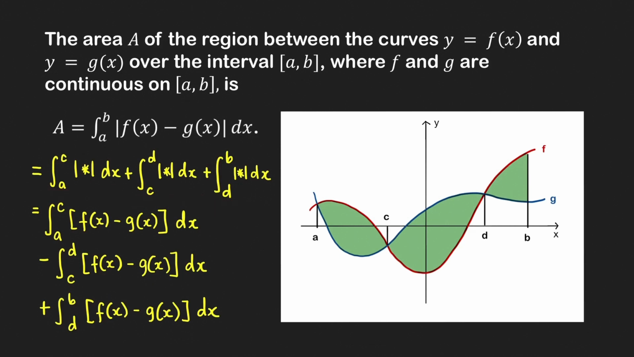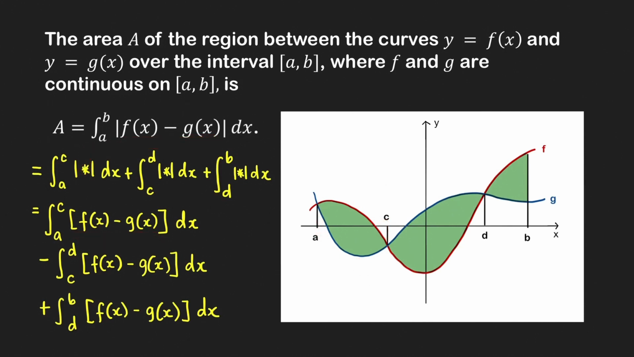Now, for each of these closed intervals here, we know that f of x minus g of x is either greater than or equal to 0 or less than or equal to 0. So therefore, we can already remove the absolute value in these integrands. For example, if we look at this closed interval a to c, f here, this is our function f, is greater than or equal to g. So therefore, f of x minus g of x is greater than or equal to 0. So the absolute value of this expression, which I represented by this asterisk, is just equal to itself because the value is greater than or equal to 0 on the closed interval AC.